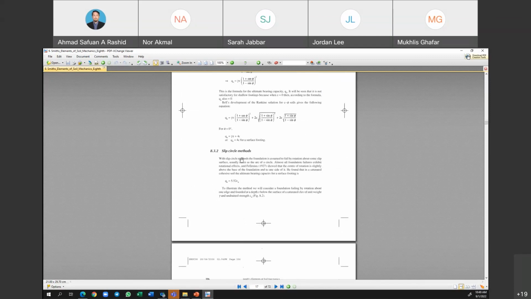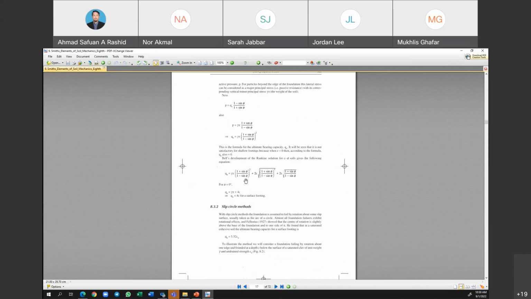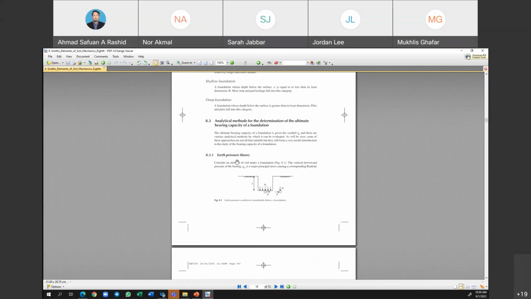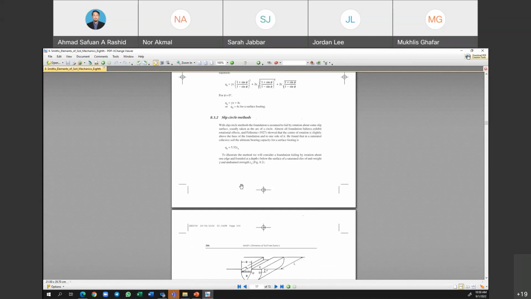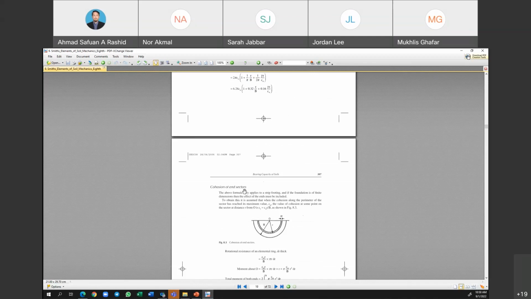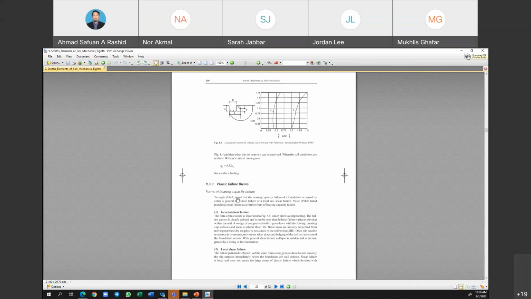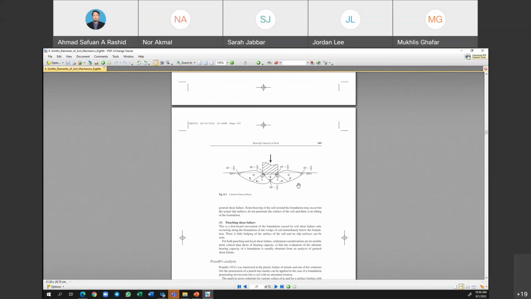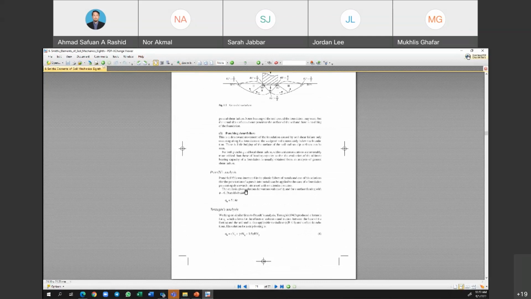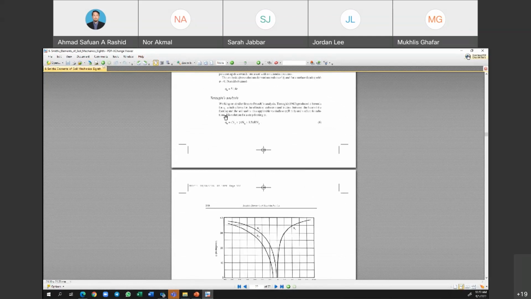So the slip circle methods. This is how the bearing capacity equation evolved: from the earth pressure theory, then they discuss the slip circle methods, and then the ultimate plastic limit failure theory based on Terzaghi, which is based on general shear failure. This is the equation based on Terzaghi.